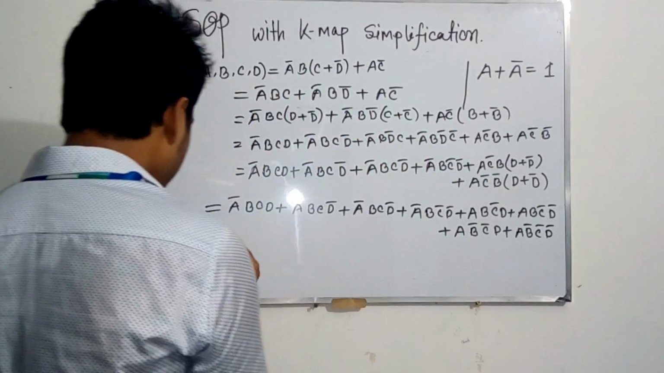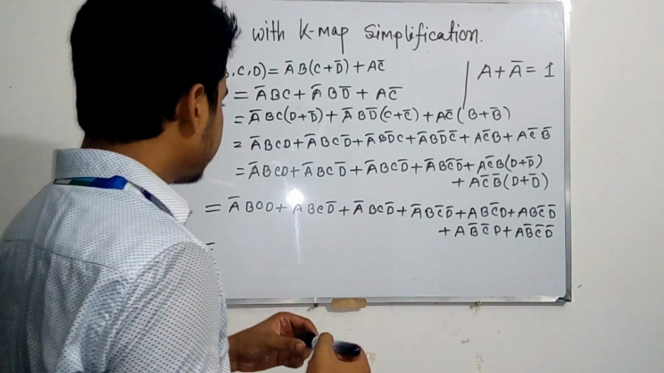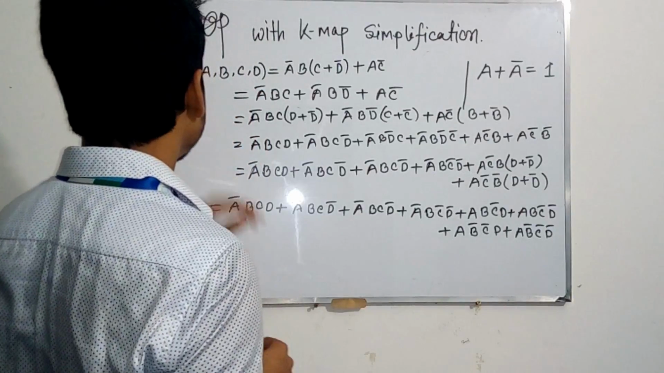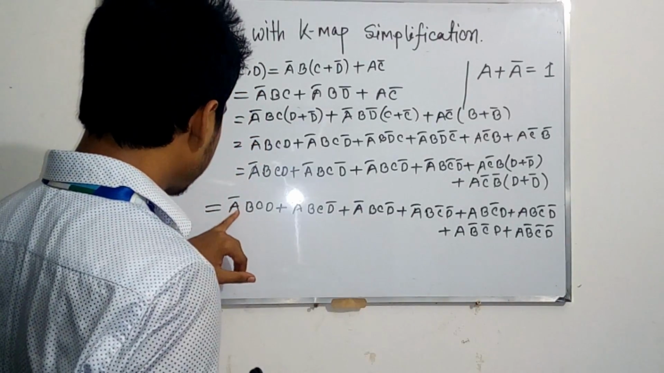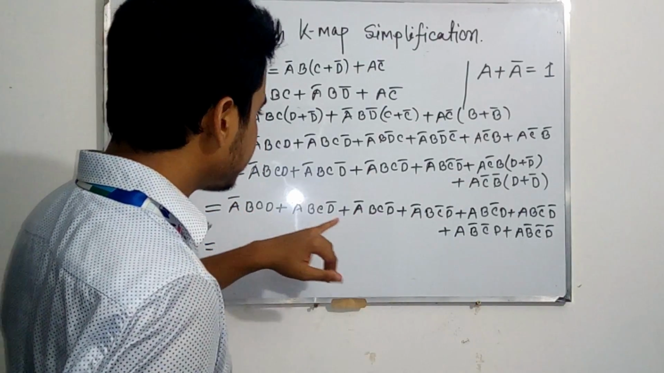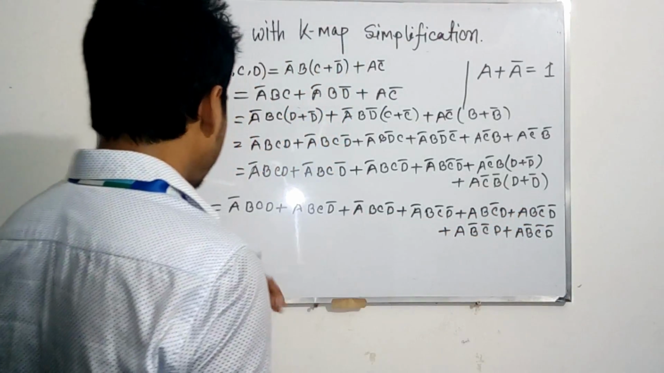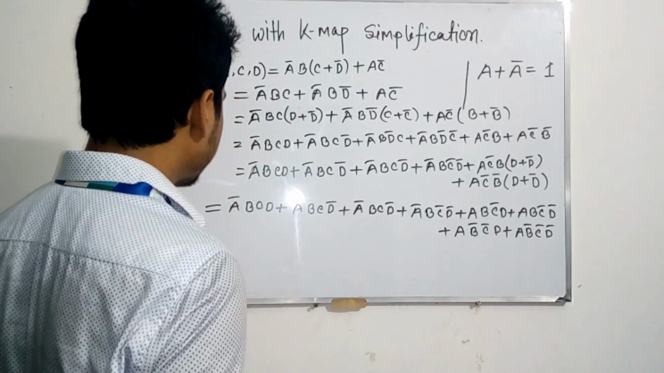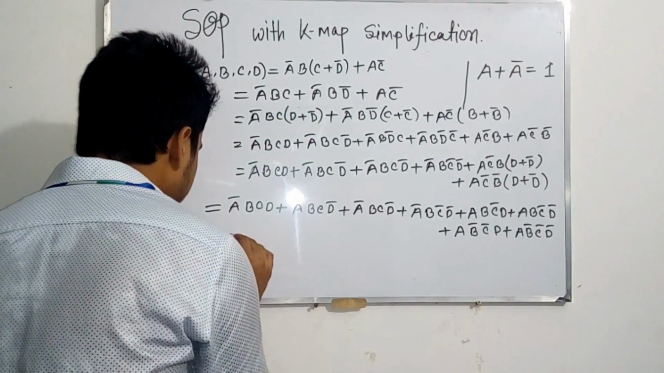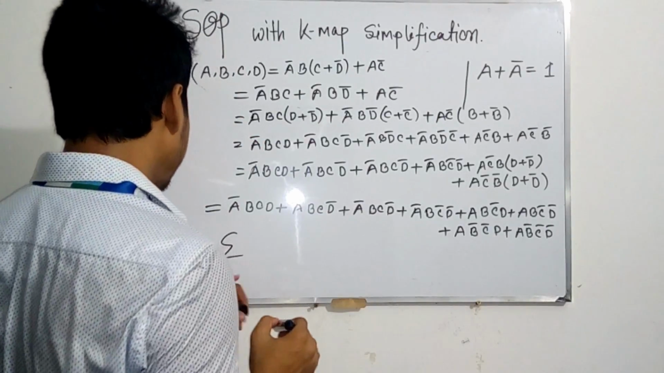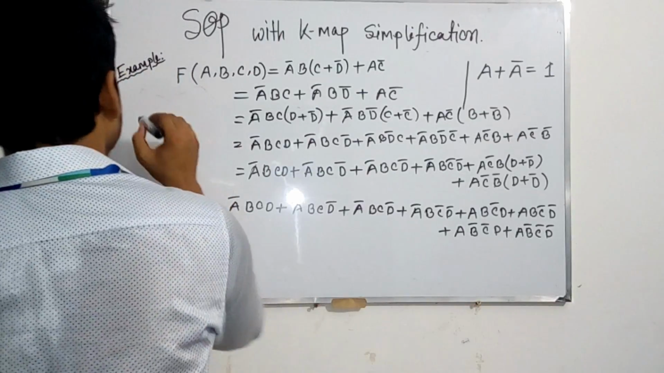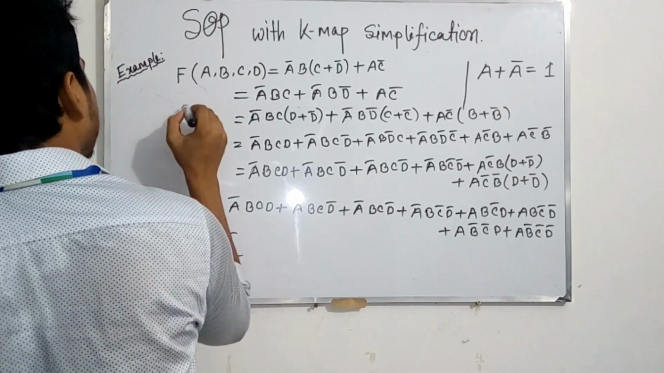Okay, now we check again that all the parts of this equation have A, B, C, D. Yes, each one has A, B, C, D, so this format is okay for SOP. Now we will write down the value for these variables. So what is the rule for this?